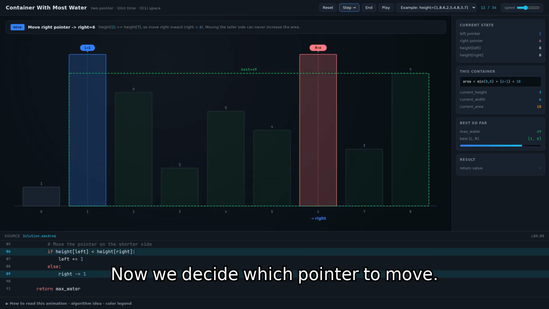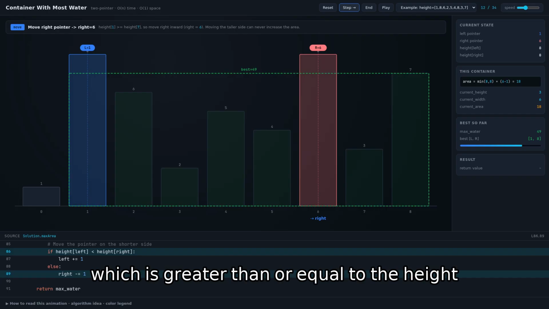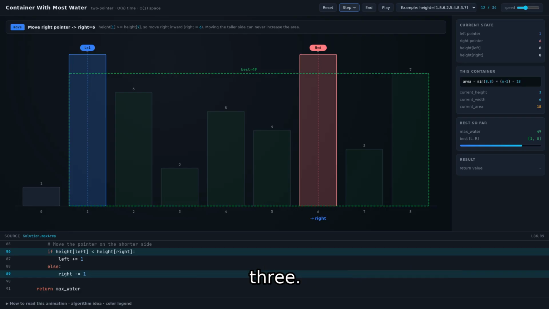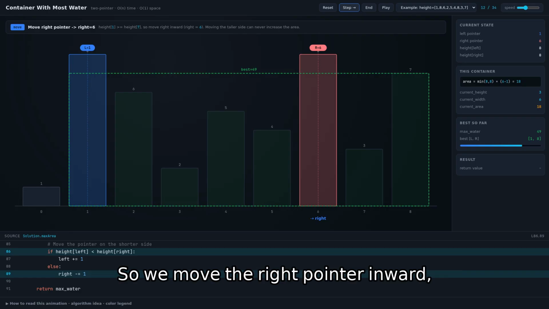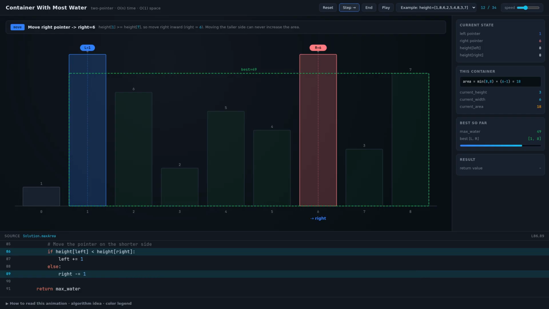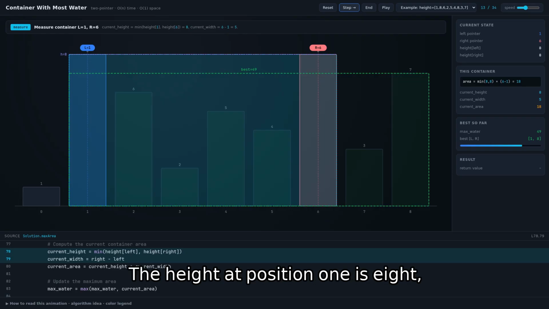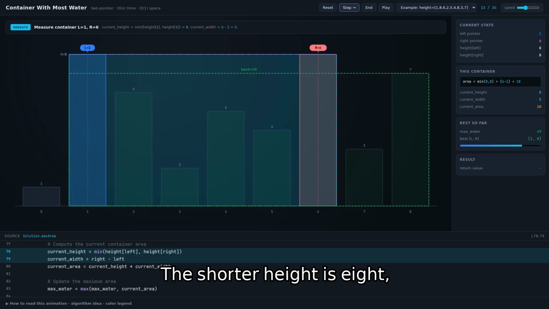Now we decide which pointer to move. The height at position 1 is 8, which is greater than or equal to the height at position 7, 3. So we move the right pointer inward from position 7 to position 6. We measure the new container. The height at position 1 is 8, and the height at position 6 is also 8. The shorter height is 8. So the current height is 8.